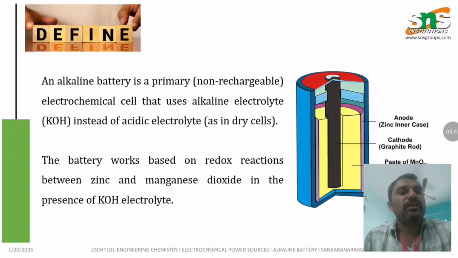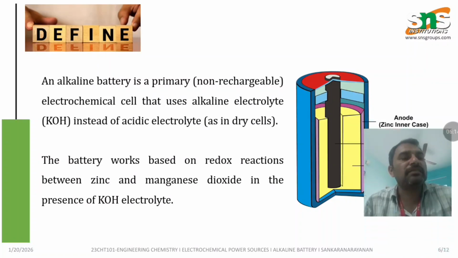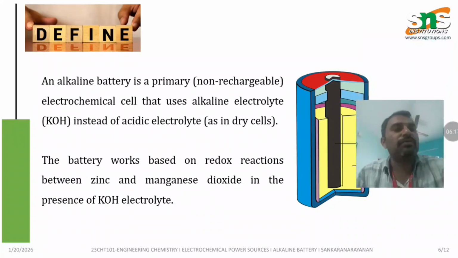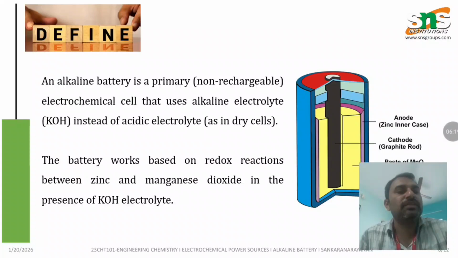The alkaline battery is a primary, non-rechargeable battery, and it works on the basis of redox reactions. Redox means oxidation and reduction happen simultaneously in the battery. The anode is zinc, as we already discussed. The cathode is a graphite rod with a paste of manganese oxide, ammonium chloride and carbon. These are used in these batteries.